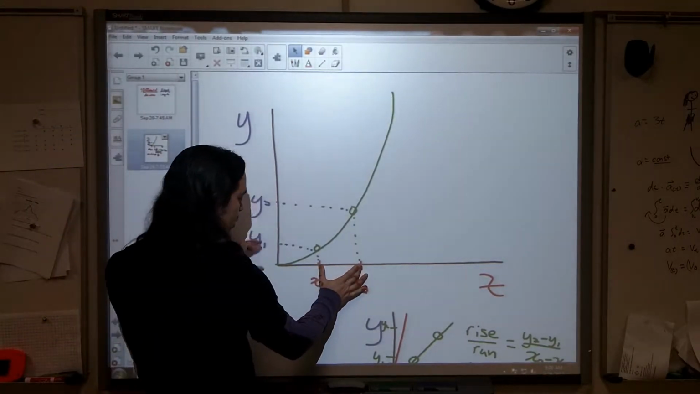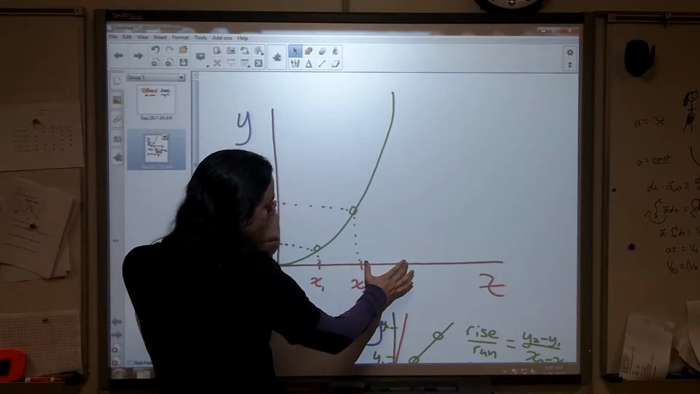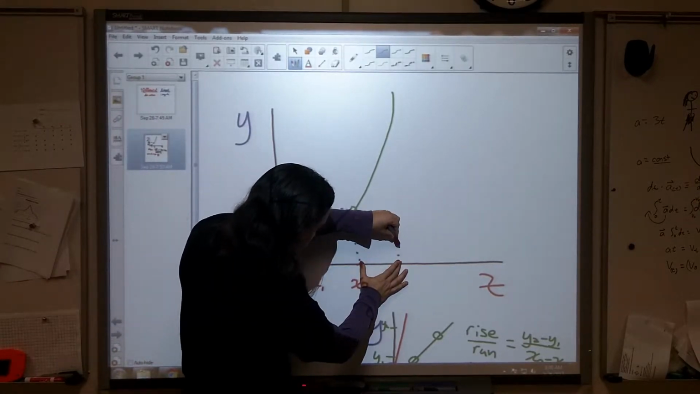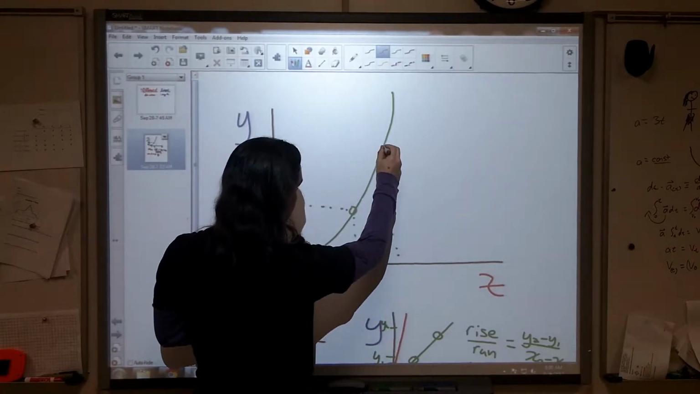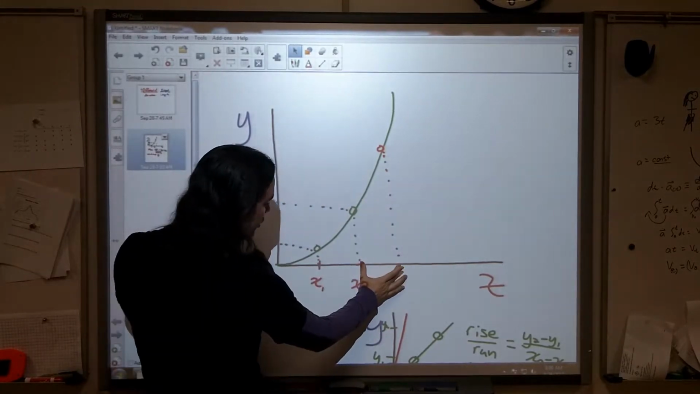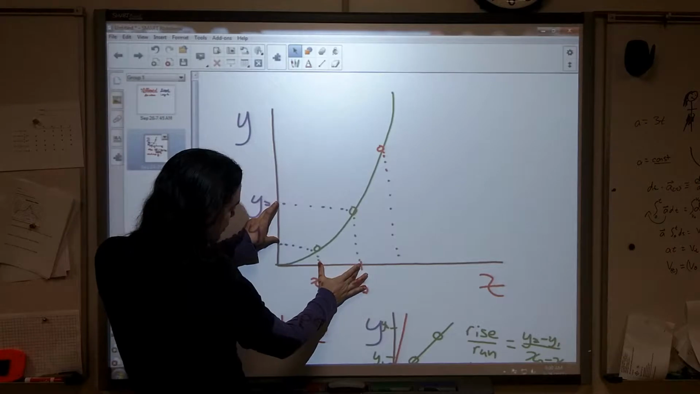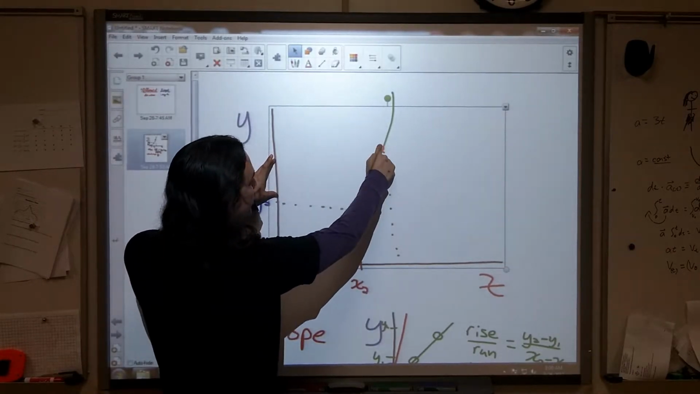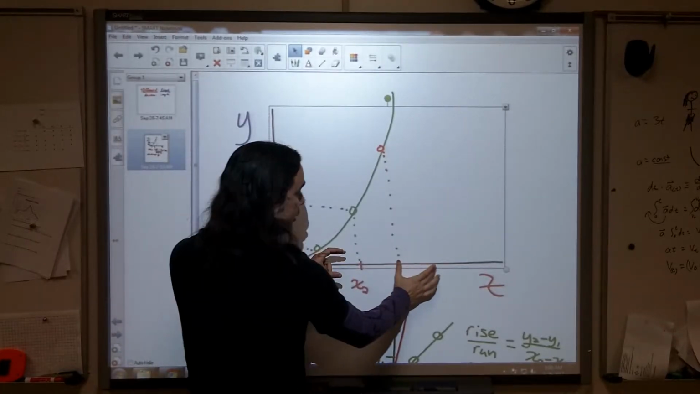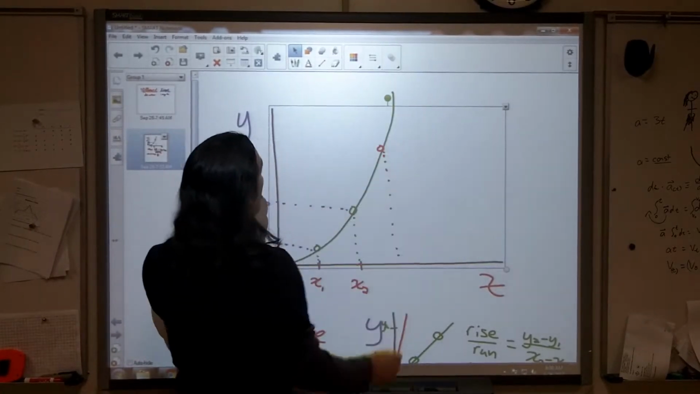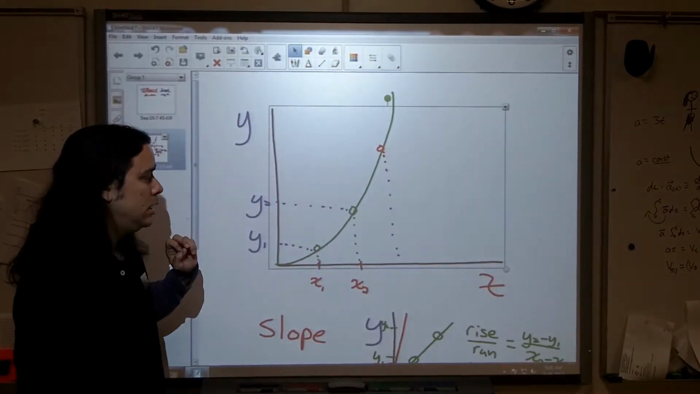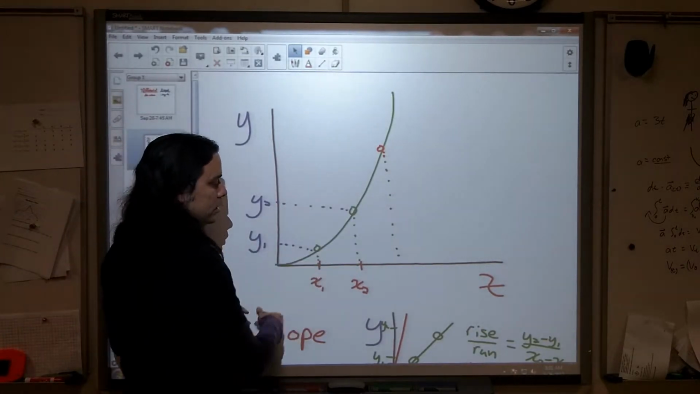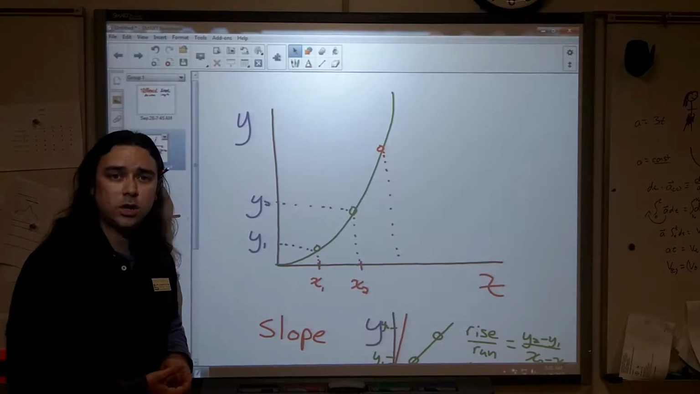Because look, if I go this far in the x, I go this far in the y. But if I come over here and go this far in the x, I've gone this far in the x. Used to be like this. I'm no longer going the right distance in the y. And as I go further out here, I'm going to go off of the page. In short, if you're not dealing with a line, you don't have a constant slope.